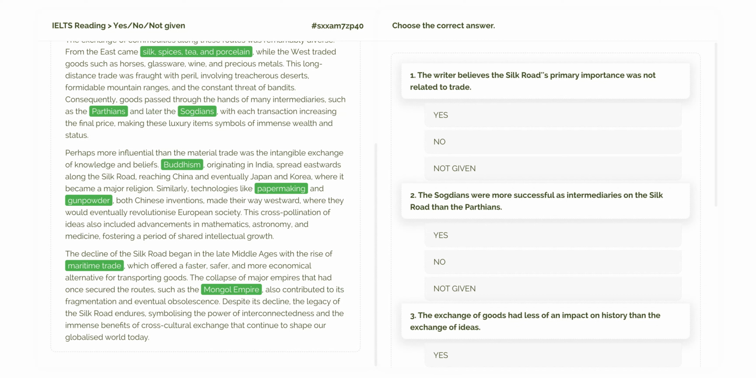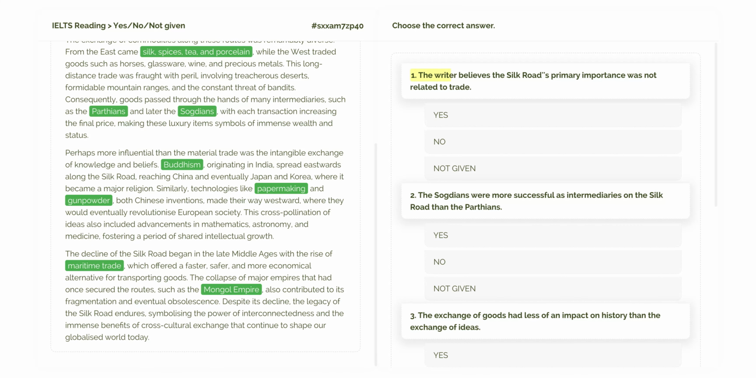Great. So, before we jump into the questions, let's quickly review our strategy for yes, no, not given. First, your answers must come only from the passage, not your own knowledge. Second, pay close attention to paraphrasing. The questions will use different words than the text. Third, look out for qualifiers, words like only, all, never, most, as they can completely change the meaning. Fourth, scan the text for keywords from the statement to find the right location quickly. And finally, manage your time. If you can't find the information, it might be not given, so move on.